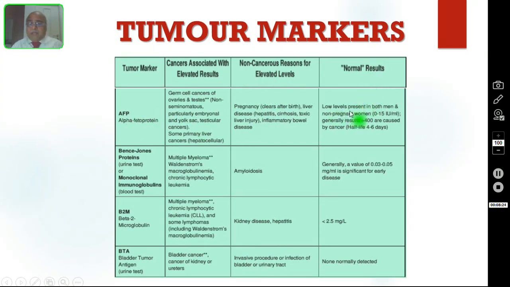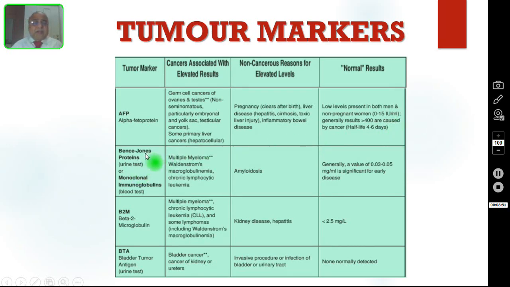So what is the normal value? Low levels are present in both men and non-pregnant women. Usually it is 0 to 15 international units per ml. Generally, if it is more than 400, this is abnormal. The half-life is only 4 to 6 days.